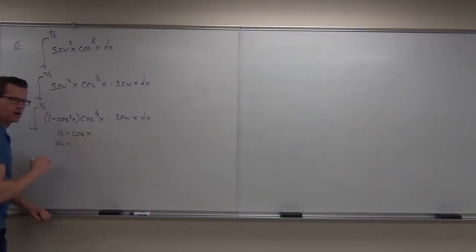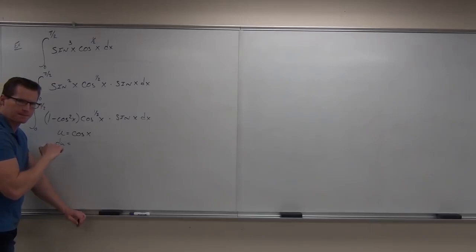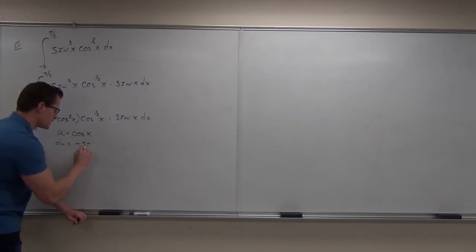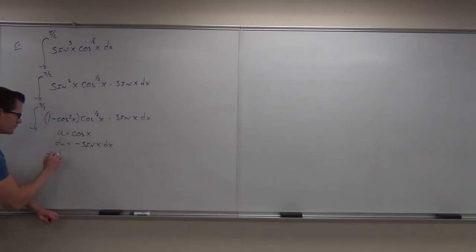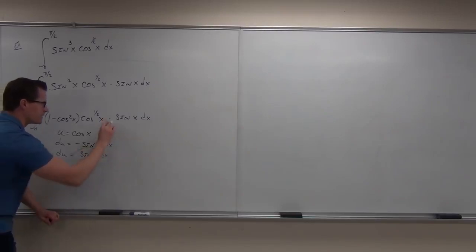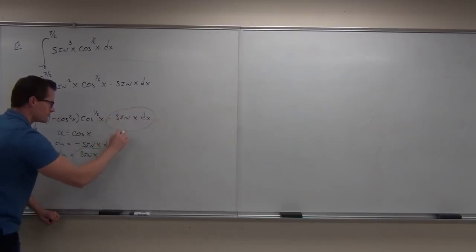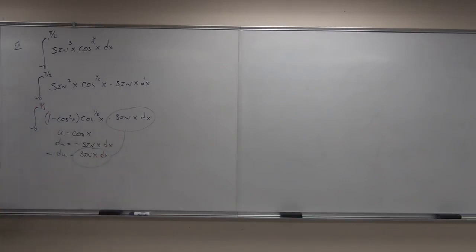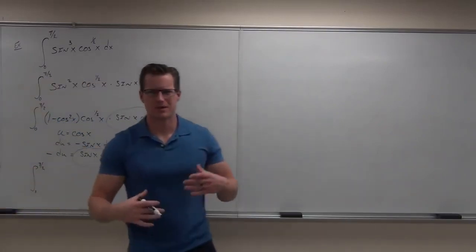Then du equals, oh, the derivative of cosine x, what is it? Negative sine, very good. So we know that negative du equals sine x dx. That is what we have here. So let's keep on going. Can you all tell me what's going to be in my integral once I make that substitution?